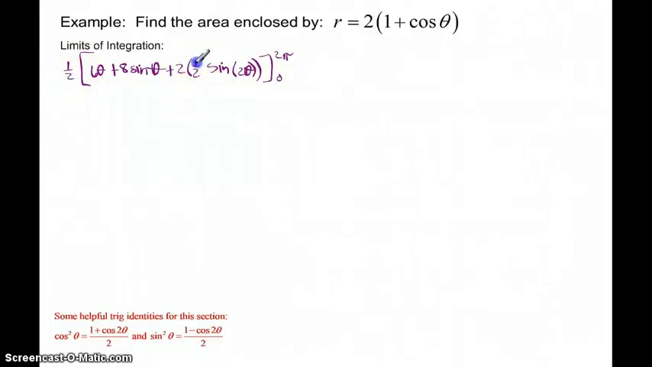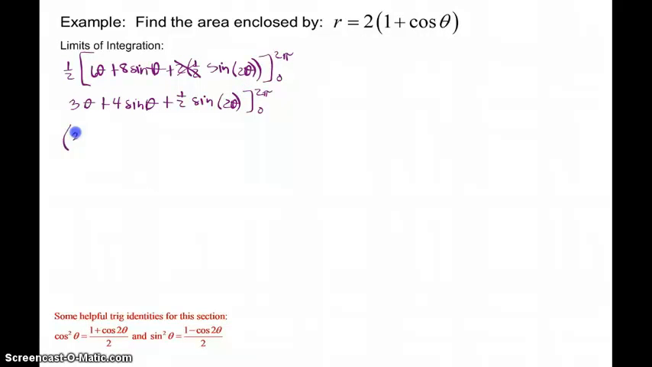Here, 2 times 1/2, those are just going to go away. They cancel each other out. But I'm going to go ahead and distribute that 1/2 through there. So I have 3 theta plus 4 times sine of theta, plus, distributing this 1/2 now, I have 1/2 the sine of the double angle 2 theta, from 0 to 2 pi.